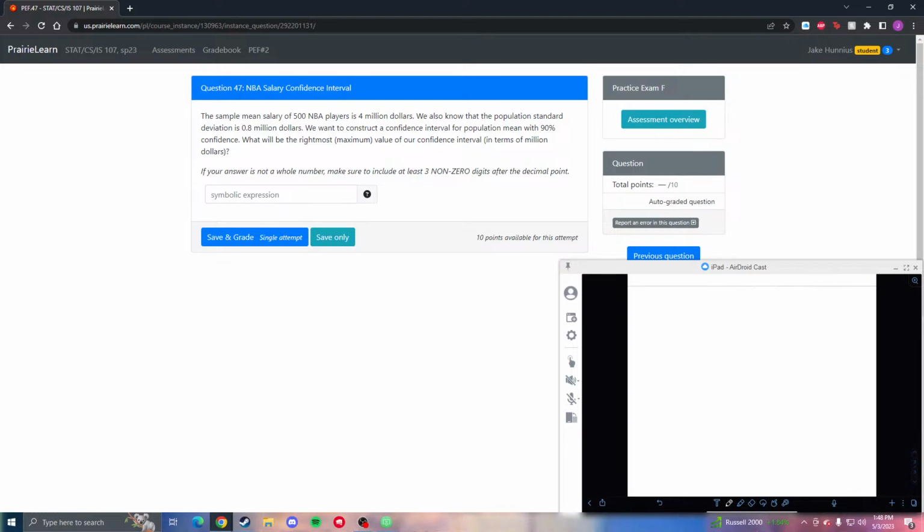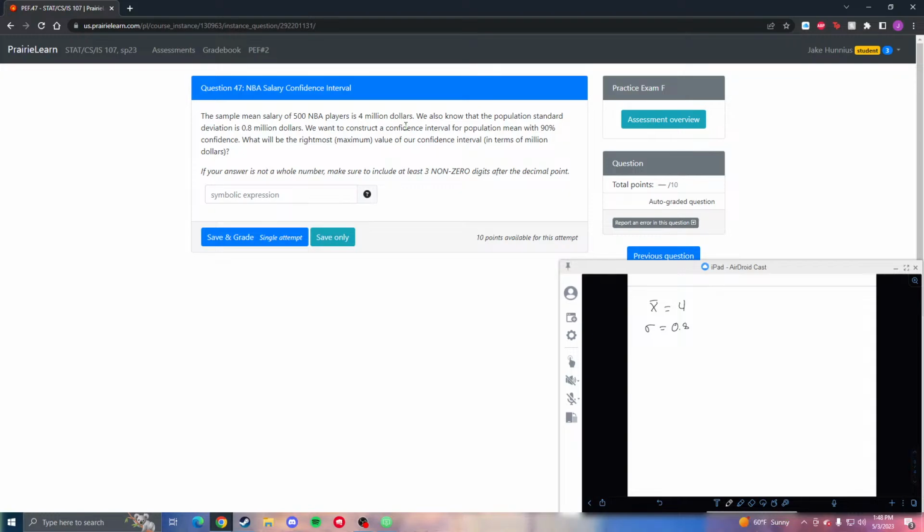So, the sample mean salary of 500 NBA players is $4 million. The population standard deviation for NBA players. So our population is all NBA players ever. Our sample is these 500. So we know that our X bar, our sample mean, is equal to 4, and this is represented in millions of dollars. And our population standard deviation, so sigma, is equal to $0.8 million, which is also 800,000, but it's in millions of dollars, so we can just use the numbers they give us.